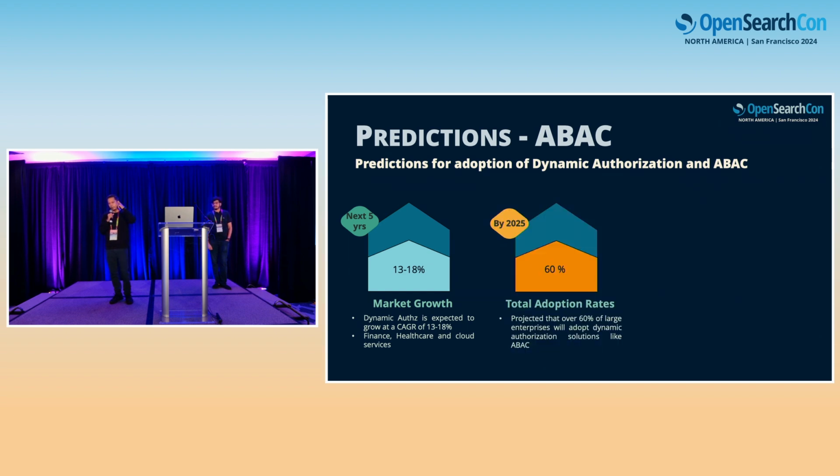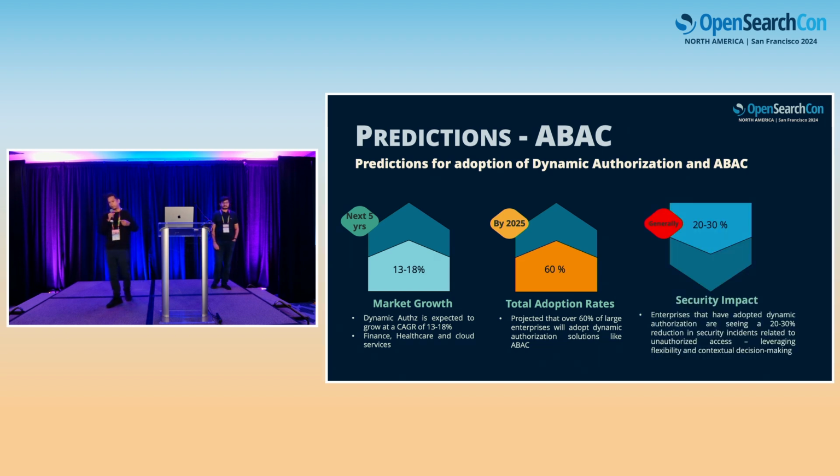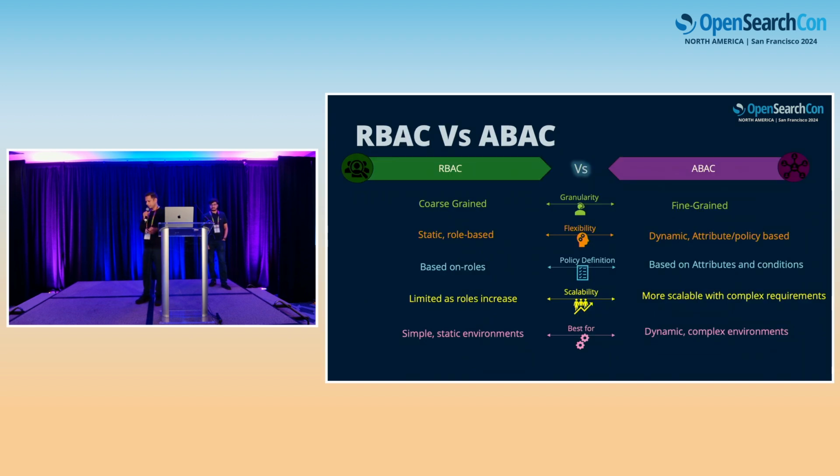By 2025, the total adoption among all the big enterprises is expected to be 60%. And when an enterprise implements ABAC, there is generally a reduction of 20 to 30% in security breaches. This is an average number. Some companies may have better numbers. Now let's see how RBAC and ABAC differ.